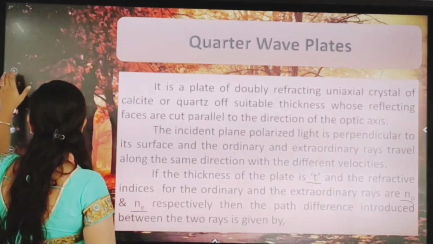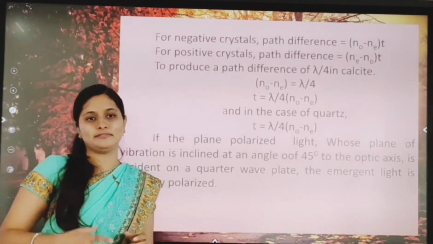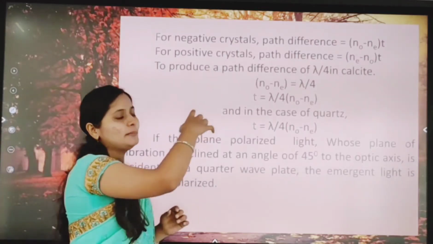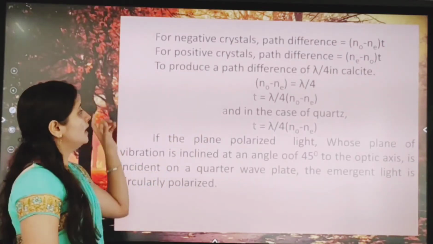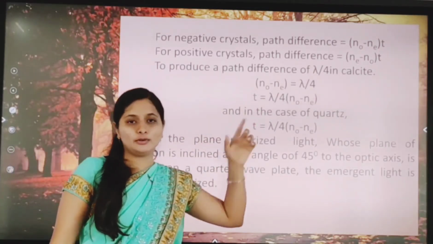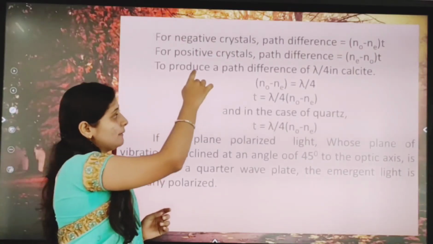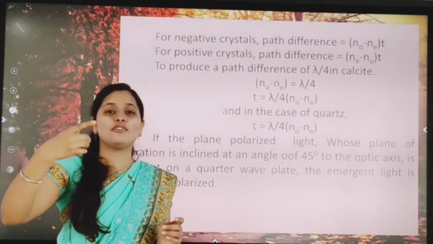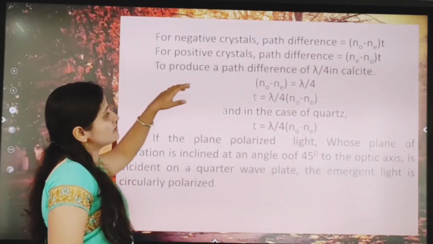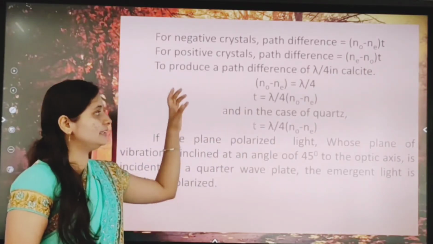In the next slide, for a negative crystal the path difference is (N naught minus Ne) into T. For a positive crystal the path difference is (Ne minus N naught) into T. So in a negative crystal, Ne, the refractive index of the extraordinary ray, comes with a negative sign, but in a positive crystal the refractive index of the ordinary ray comes with a negative sign.